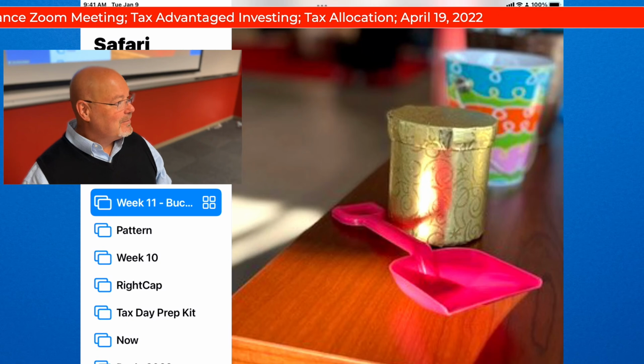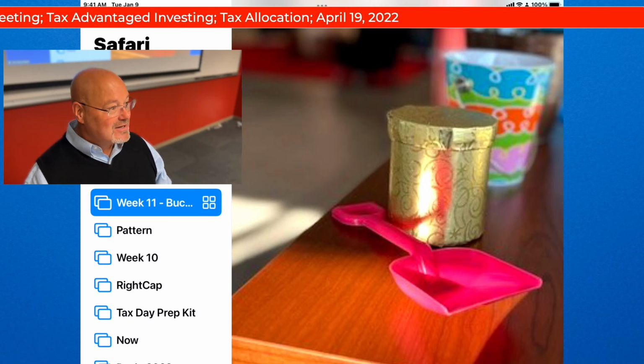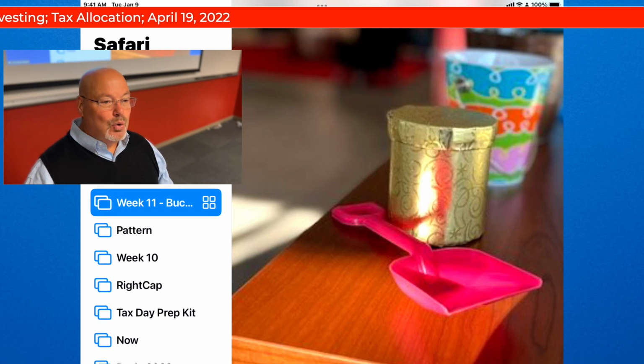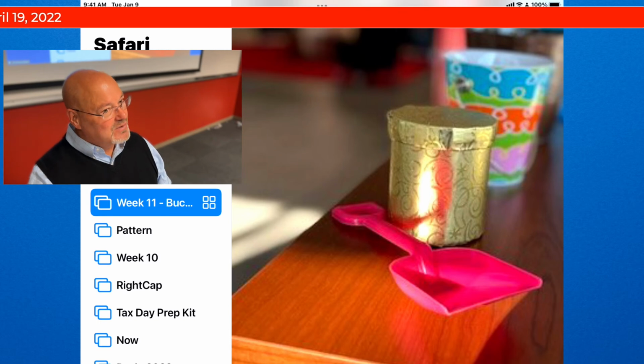And there's another one called a mega backdoor Roth IRA. It's a wealthy person's trick. It's the reason why we get paid money to do what we do. It's not so much the investment returns. It's the way we can help you.